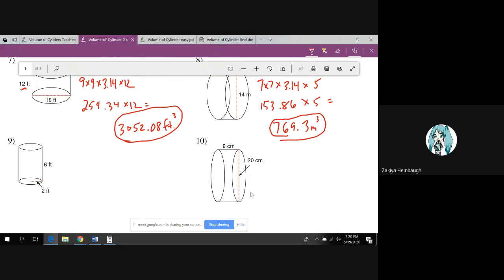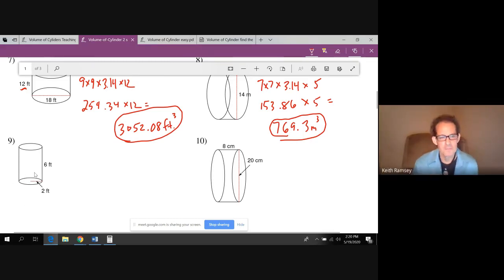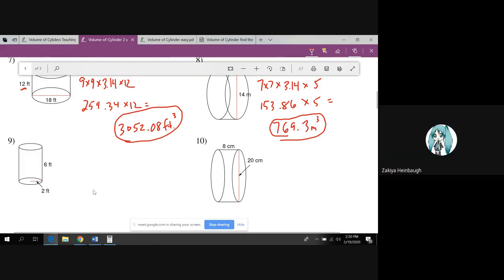Hey, Mr. Ramsey. Yeah, Zakia. This still isn't making sense to me. I'm confused. Talk me through number 9. What would you multiply? The confusing part to me is, let's go to the last problem. If it's 14, I don't get why you're doing 7 times 7 instead of... are you supposed to try to get to the what?